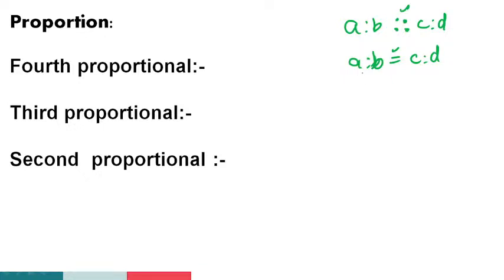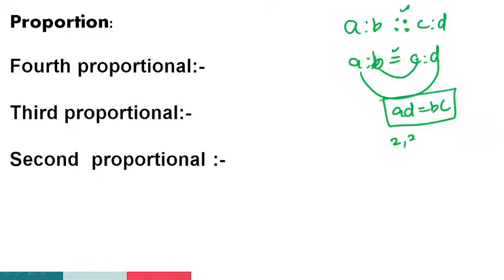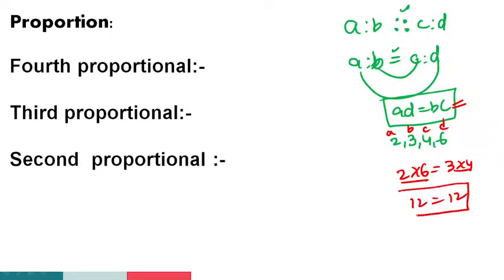The proportion formation is AD is equal to BC. It's very important, guys. For example, 2, 3, 4, 6. Find out the proportion. They look like a, b, c and d. What is the proportion formation? AD is equal to BC. Then 2 into 6 is equal to 3 into 4. 2 6s are 12, 3 4s are 12. 12 is equal to 12. Is it a proportion or not? Yes, it is a proportion.